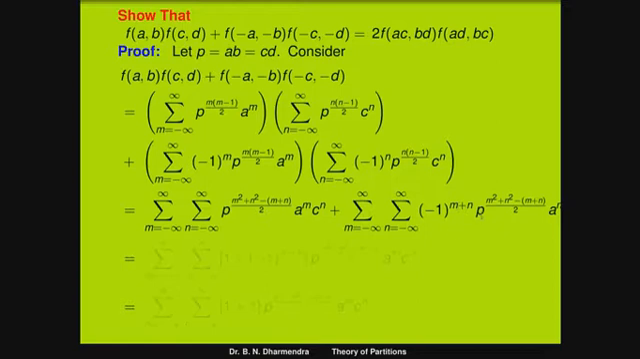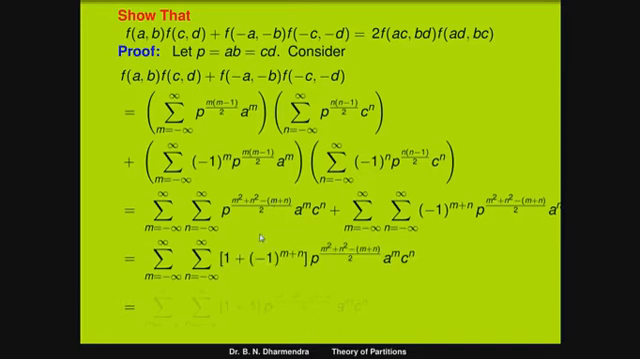Similarly, the remaining term is p to the power of m square plus n square minus of m plus n divided by 2, into a to the power of m into c to the power of n. We have to take the common factor of these two terms. The term containing both, with m running from minus infinity to plus infinity and n running from minus infinity to plus infinity, the common term is a to the power of m and c to the power of n into p to the power of m square plus n square minus m plus n divided by 2.